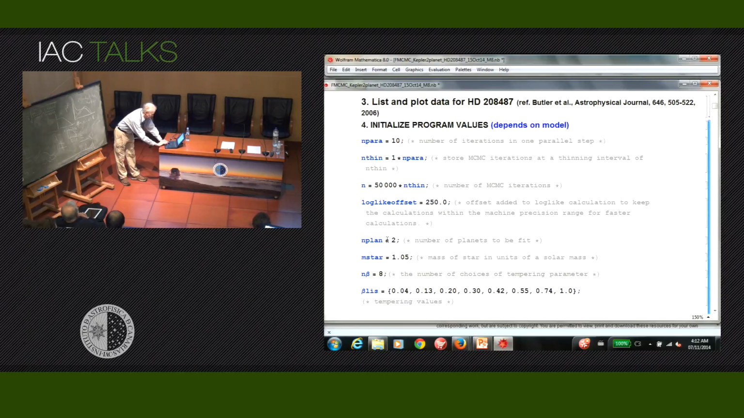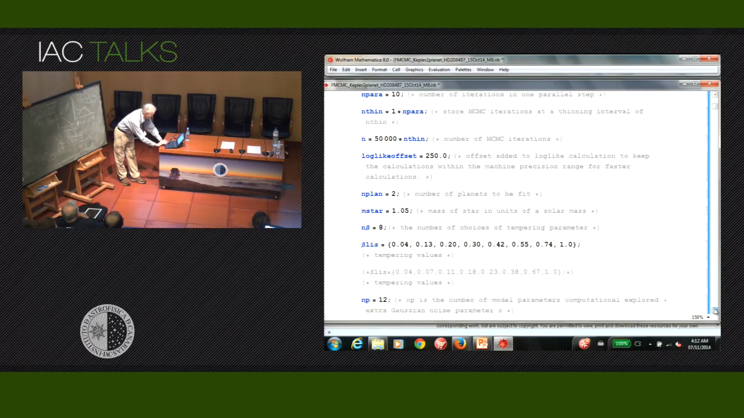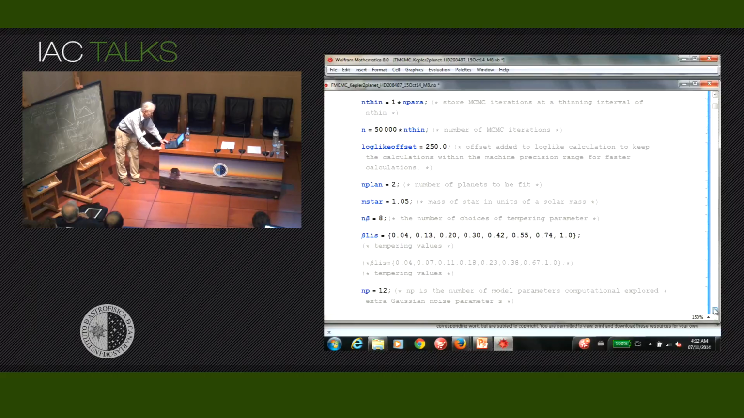The number of planets is 2. The mass of the star is 1.05. And of course, you need the mass of the star when you later on calculate the masses of the planets from the Kepler fits. And we're running 8 parallel chains. In some problems where you don't have the multimodal complexity, you only need to run one chain. It'll work just fine. But in this problem, you need 8 chains at least.